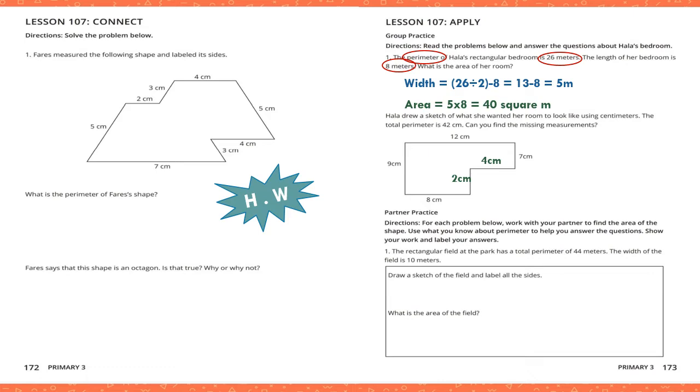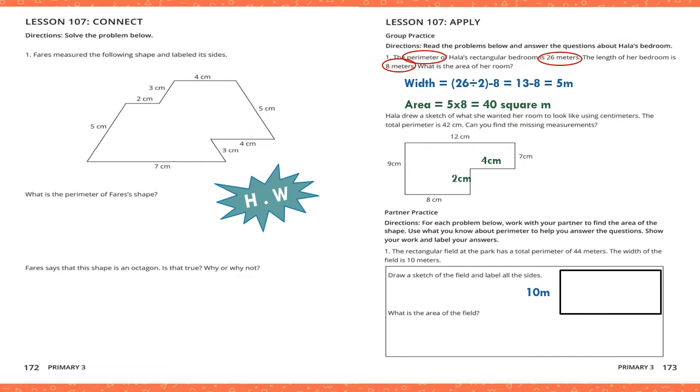Let's move to the next part. The rectangular field at the park has a total perimeter of 44 meters. The width of the field is 10 meters. So, what is the area of the field?